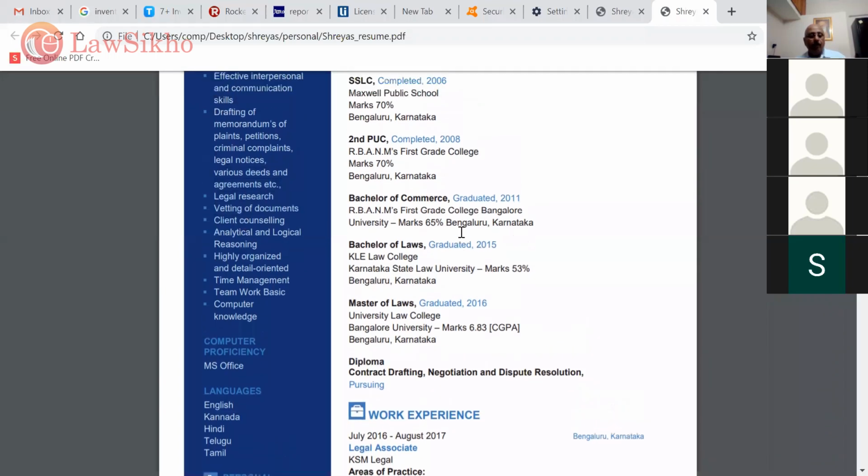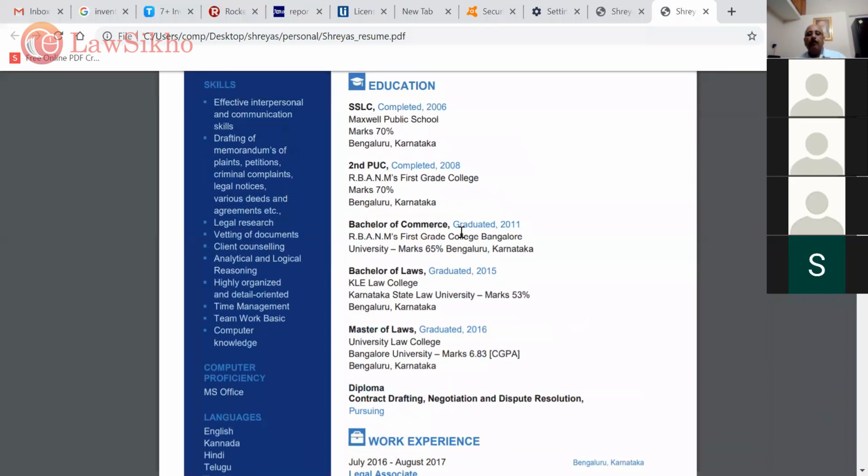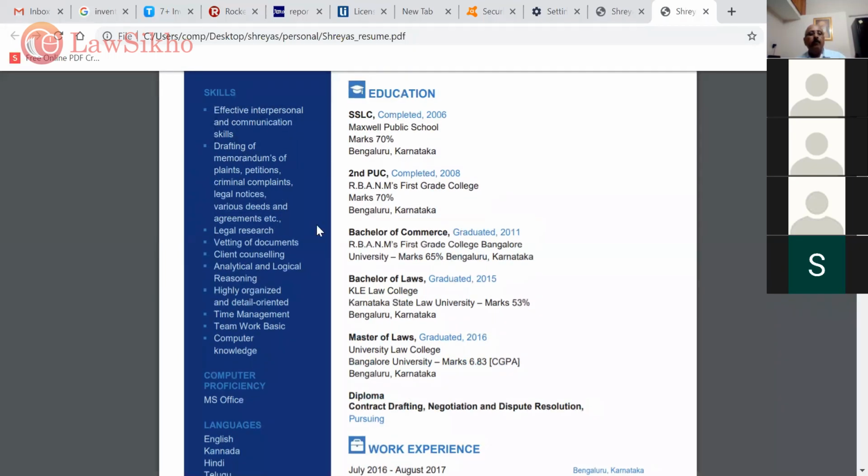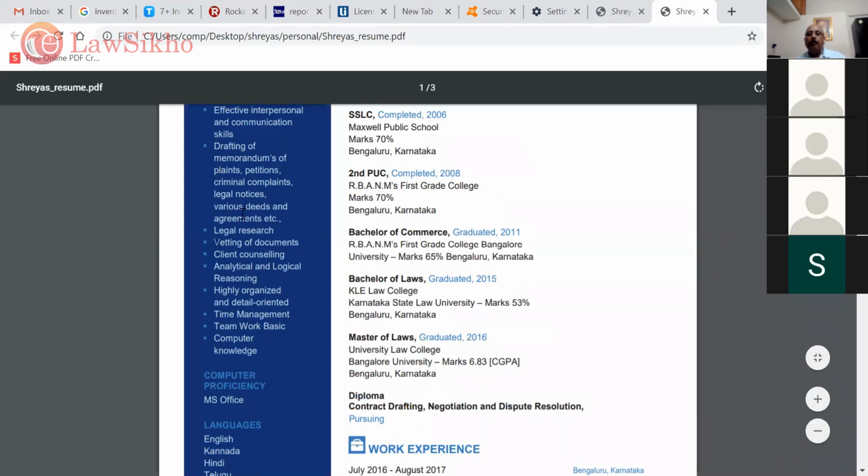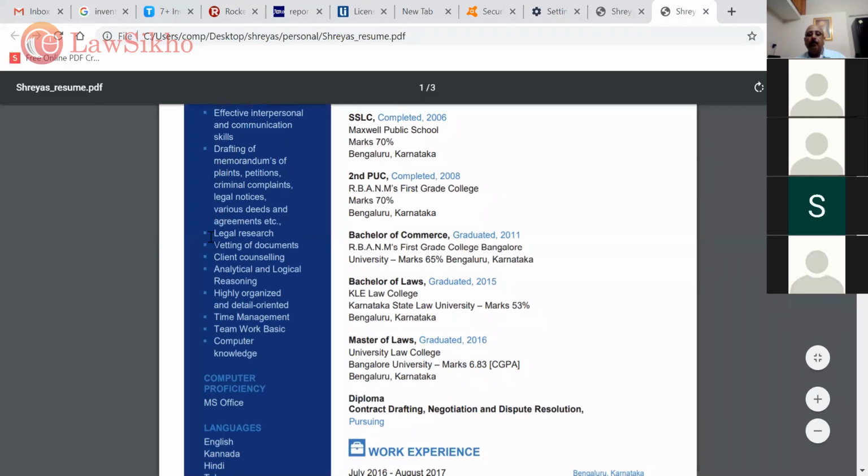Yes. A law firm may want to hire you in a mid-level, in a fresher position also, but at a good salary. That is possible. Now the question is this, okay? Some of your skills here, let's look at your left-hand skills. Legal research, vetting of documents, client counseling, analytical and logical reasoning. Yes. Okay? Time management, teamwork, basic computer knowledge.